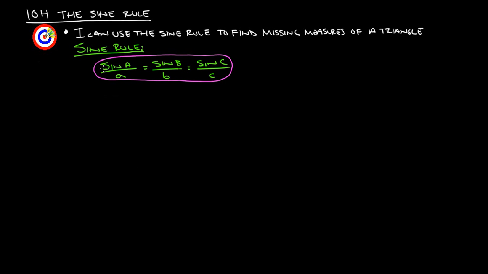The sine rule says that you can take the ratio of the sine of an angle and the side across from it, and that should be the same as the ratio of the sine of another angle to the side opposite of that angle. The nice part about the sine rule is that this works on non-right triangles. So that's what we're going to start getting into here.